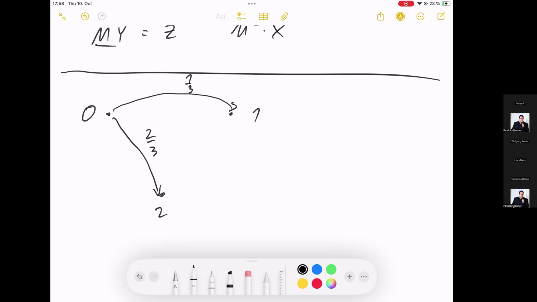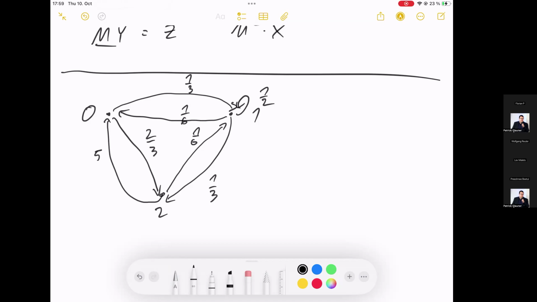Then if we look at vertex 1, there is this outgoing edge from 1 to 0, a 1/6 probability. The outgoing one from 1 to 2 is a third. Then we still have this cycle here with a half probability. And from 2, we have the outgoing one from 2 to 1. It's a 6th probability. And from 2 to 0, it's a 5/6 probability.